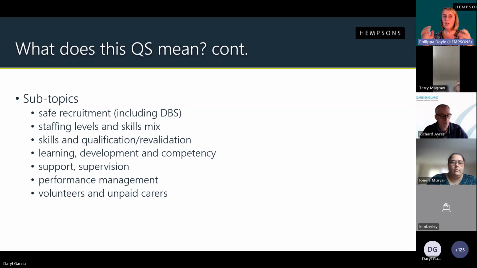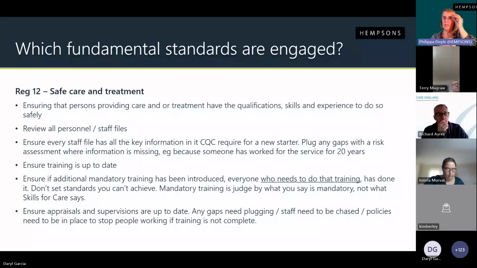So when you break it down and see what the quality statement is talking about, there's a lot of information available from CQC telling you what they are looking for. But what I then do, if we take it on to the next slide, please, Daryl, is take it back to the fundamental standards. The fundamental standards of care are in the regulated activities regulations. Those are the standards below which care must not fall and that you have to deliver care against.